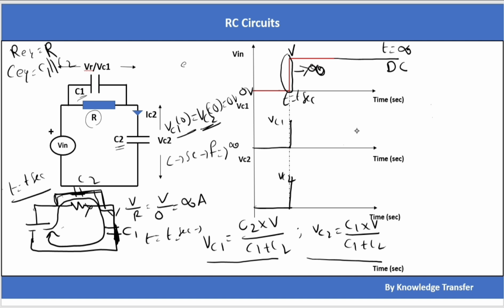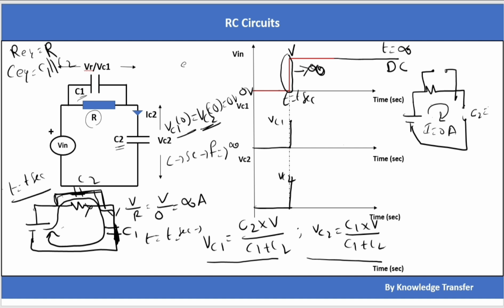At t equals infinity, the capacitor's input signal is DC, so the capacitor acts as an open circuit. If I redraw the circuit, it will look like this. There is an open circuit here, and this one also has an open circuit. Because there is no closed path in the circuit, the current flowing through the circuit is equal to 0 amperes.